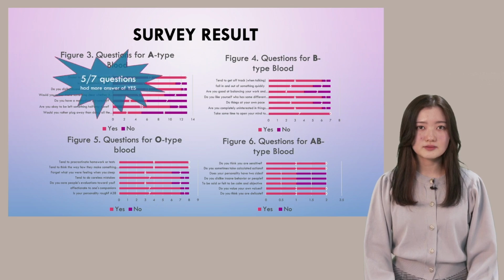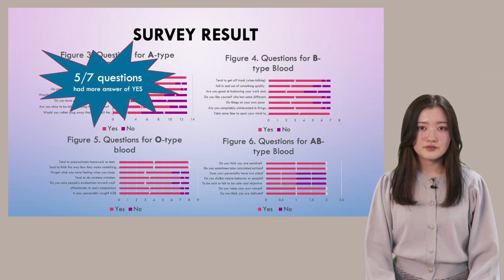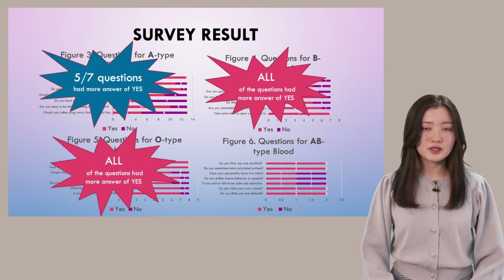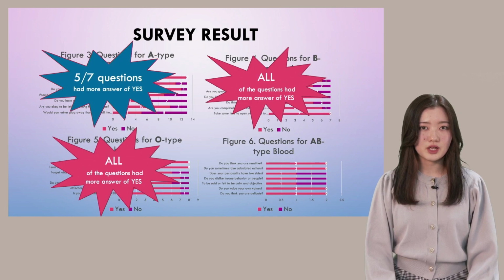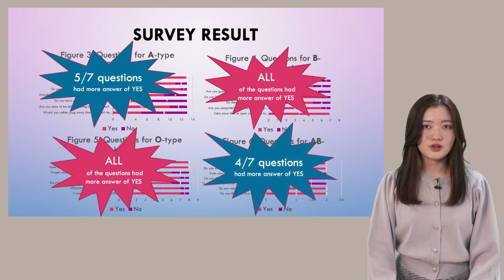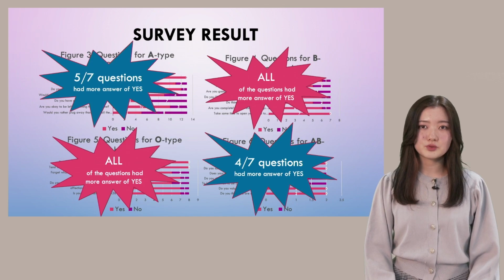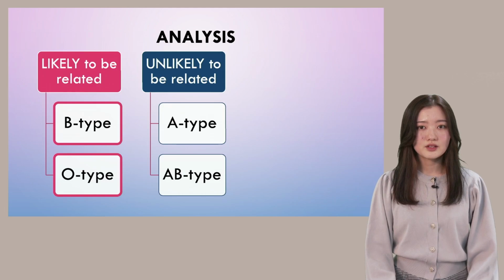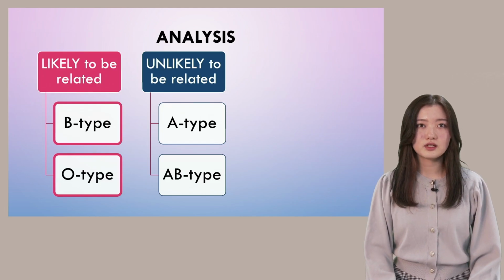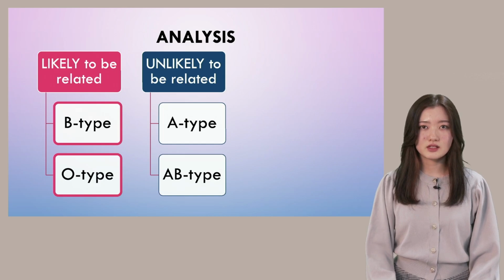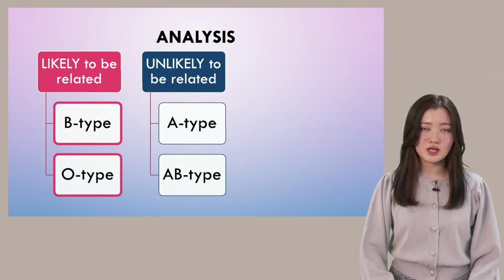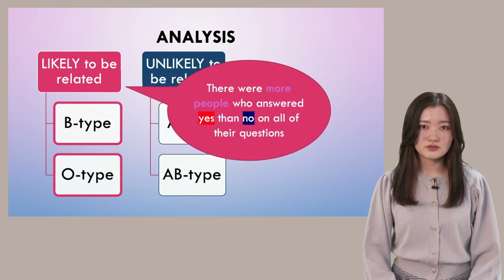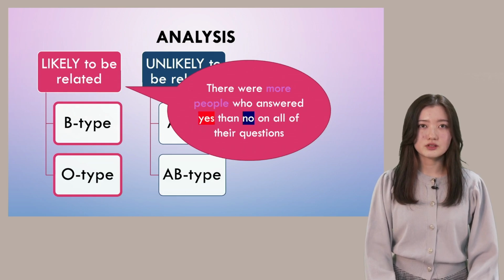These are the results. For A-type, 5 out of 7 questions had more answers of yes, and for B and O-type, all the questions had more answers of yes than no, and for AB-type blood, only 4 out of 7 questions had more answers of yes than no. You can say that for B and O-type blood, it is likely to be related, and it is not unlikely to be related for A and AB-type blood. For the reason, B and O-type had more answers of yes for all of the questions, so they are likely to be related.